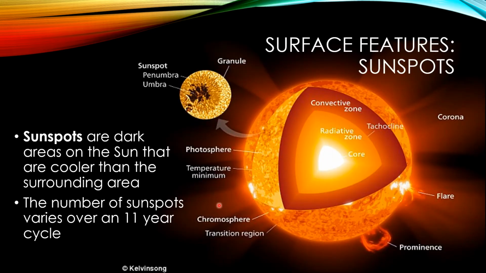So surface features that we have on the sun, we have sunspots. These are them there. They are literally dark areas on the sun that are cooler than the surrounding area. So underneath this is probably where we have our cooler stuff sinking in our convective zone. The number of sunspots varies over an 11-year cycle. So sometimes we'll have a lot more, and then other times we'll have a lot less.